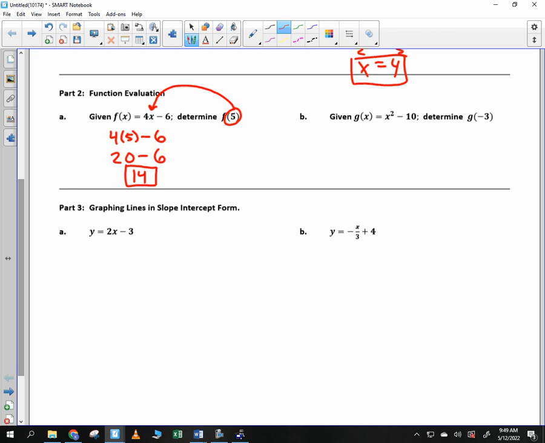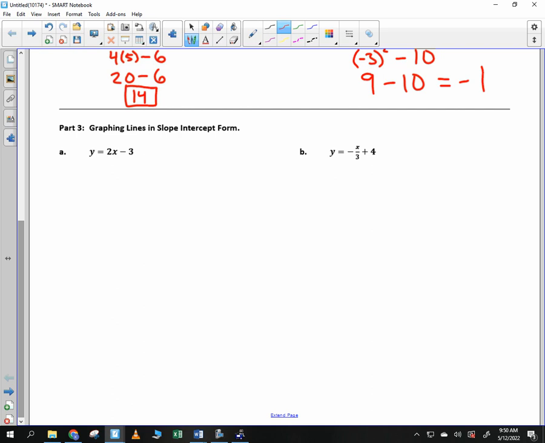The next one says g of x is x squared minus 10. So we're going to take the negative 3 and we're going to plug it in for the x. Notice when you do this, it's negative 3 squared minus 10. So negative 3 times negative 3 is positive 9 minus 10. 9 minus 10 is negative 1. So that's function evaluation.